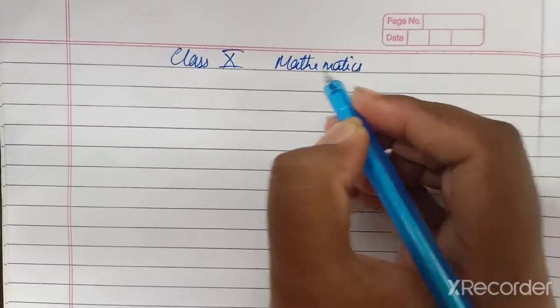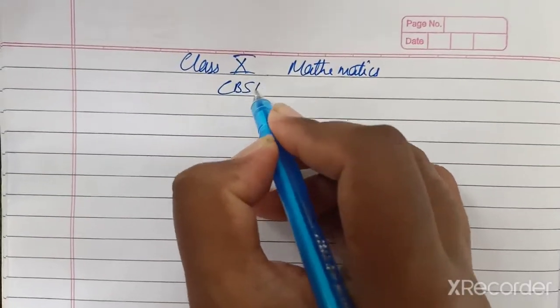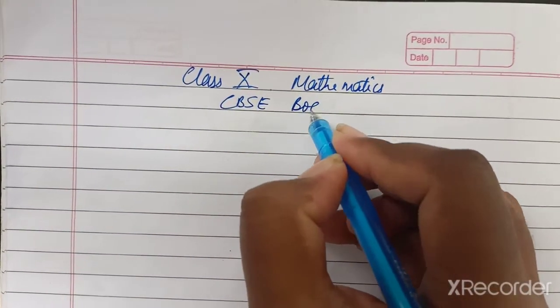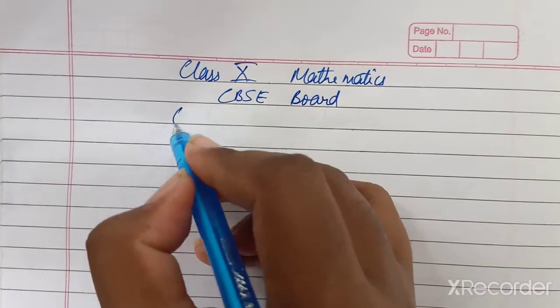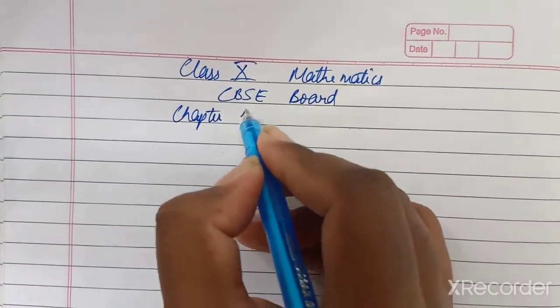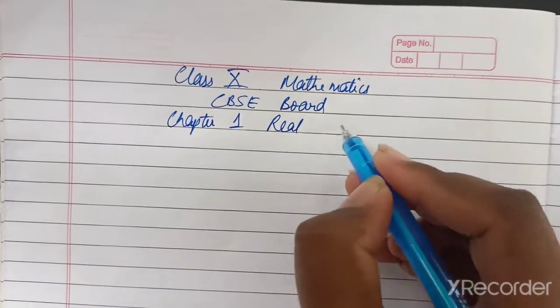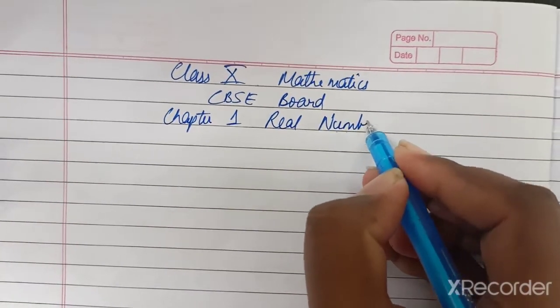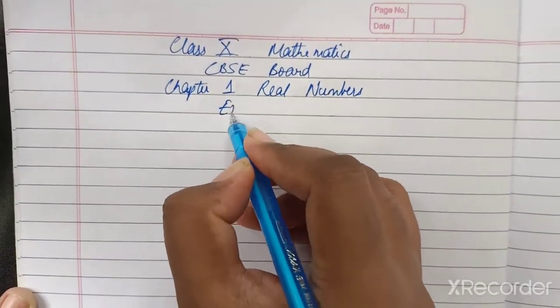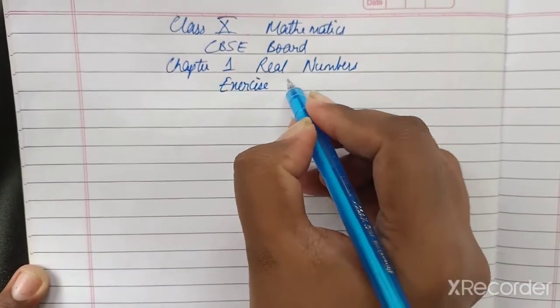Mathematics. In that, in particular, we are going to take CBSE board mathematics, chapter 1, real numbers. Exercise 1.1.